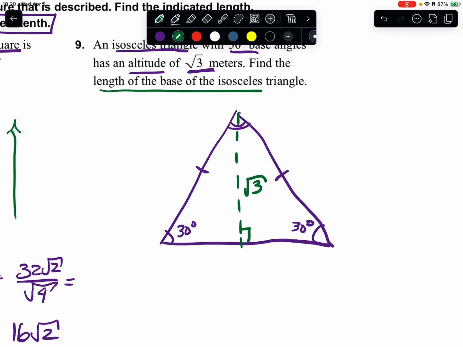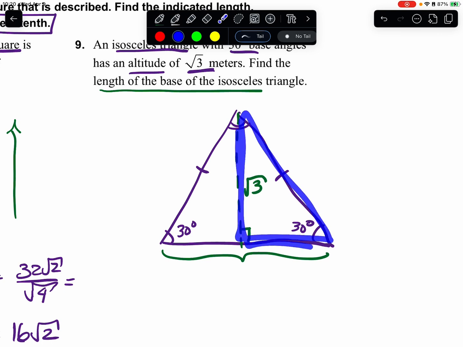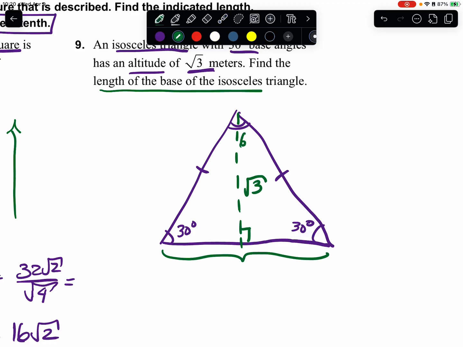Find the length of the base of the isosceles triangle. So we've got to find this here. All right, well, what kind of triangle are we dealing with here? Notice I have a right triangle. It is a right triangle, and it's got a 30 degrees, so therefore it must have a 60 degrees. So we take radical 3. How do I go to the shorter side? Is it multiply or divide? Now be careful.